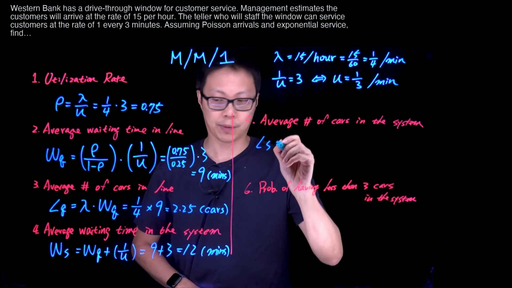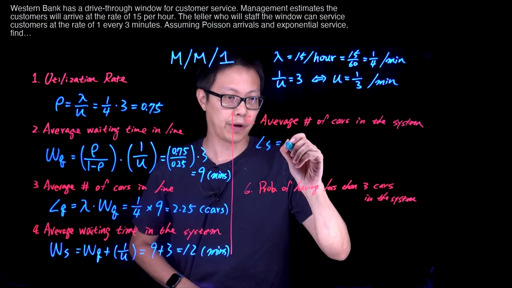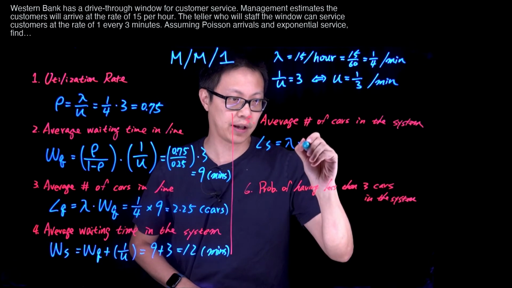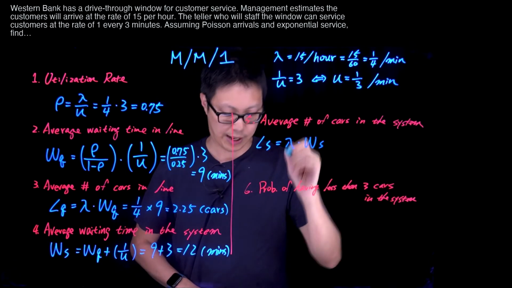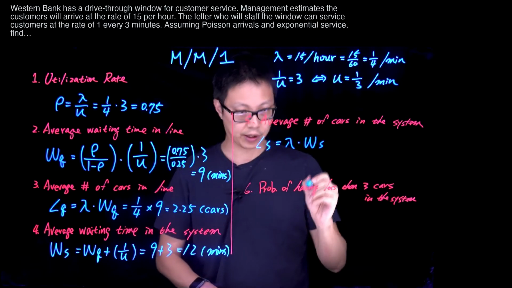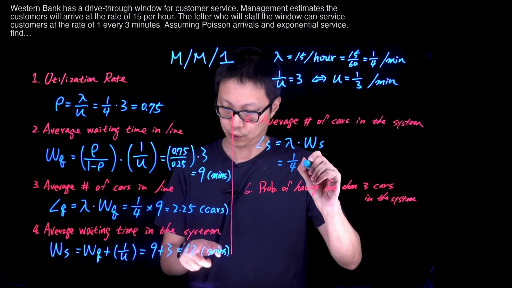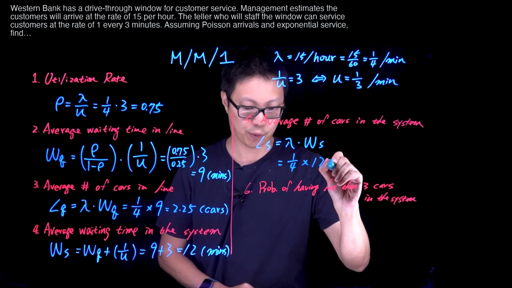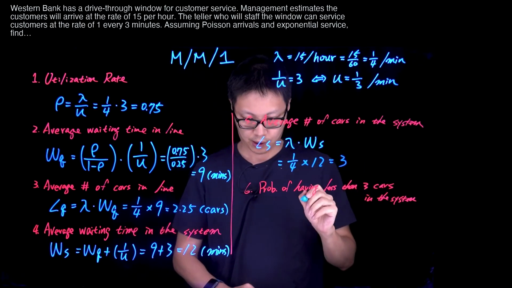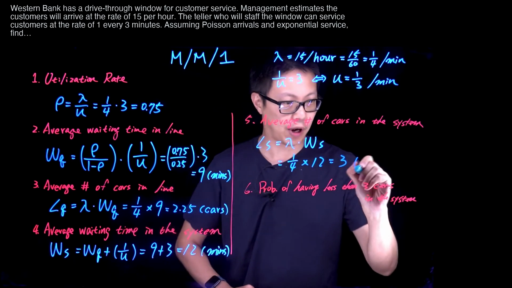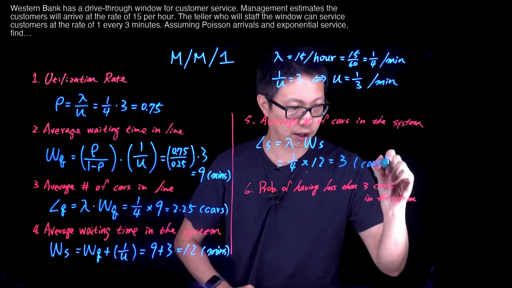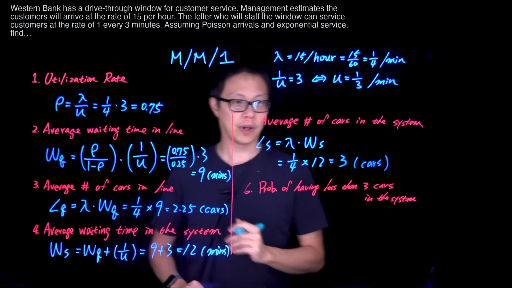Once you know WS, you can calculate LS, the average number of cars in the system. And again, you apply Little's law. I know LS is equal to lambda times WS. So in this case, it will be a quarter times 12. That will be 3. So on average, there will be 3 cars at this location.